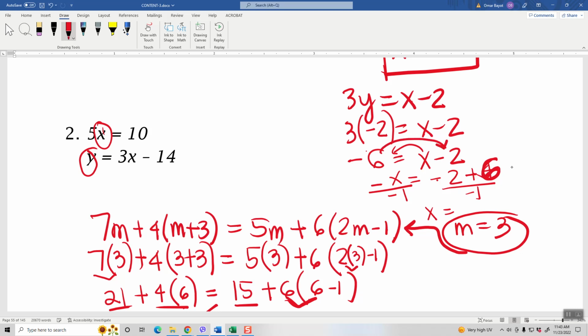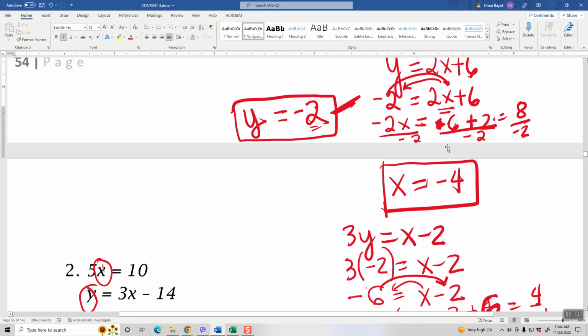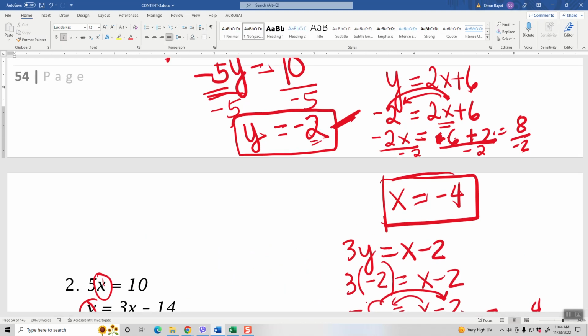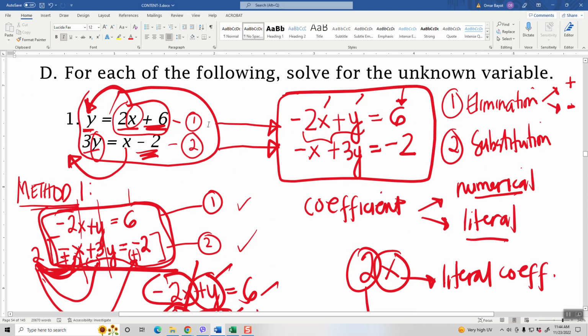So that is positive 4 here, divided by negative 1. Your answer is negative 4. Are they the same here? Yes, pareho lang. Either equation 1 or equation 2, bahala kayo kung saan ang gusto ninyo. Lalabas at lalabas yan ng pareho.